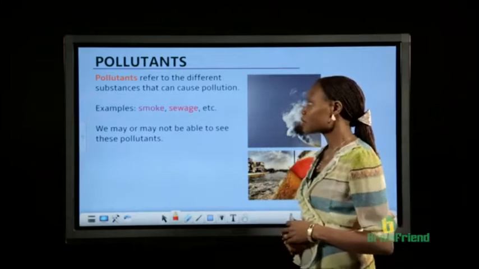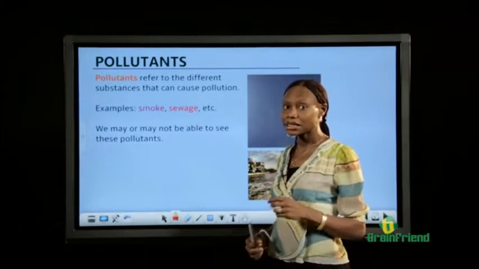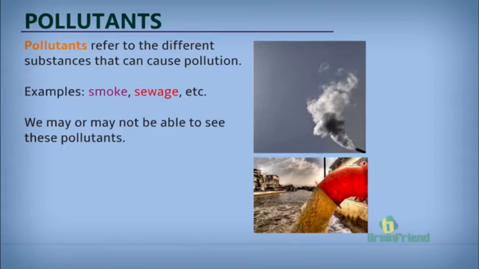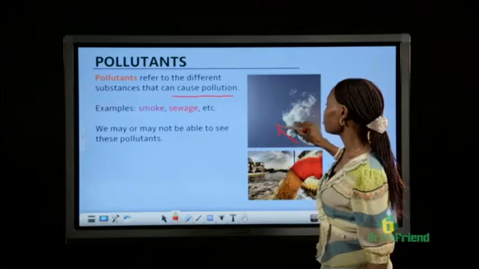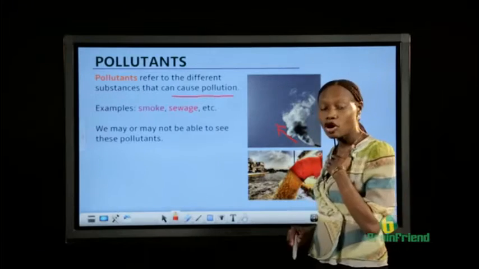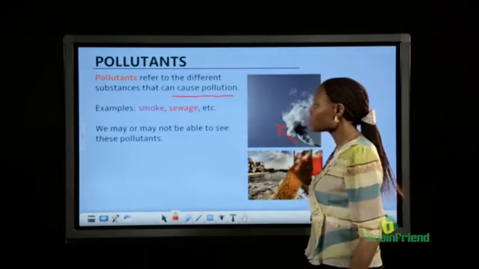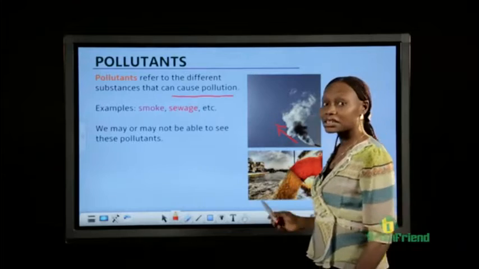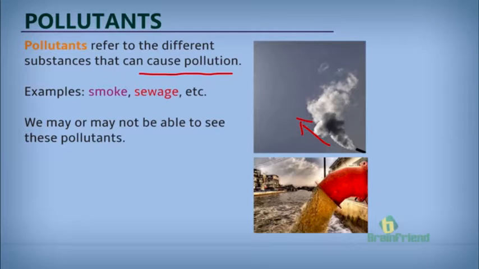What are pollutants? Remember, we said that pollution is the introduction of harmful substances into the environment. Pollutants are those harmful substances that cause pollution. For example, smoke. Have you ever been in an environment that is smoky? You notice that you begin to cough. You gradually begin to choke. That is a pollutant. Sewage. Remember that sewage is water that contains urine, feces, and all those excreta from man.